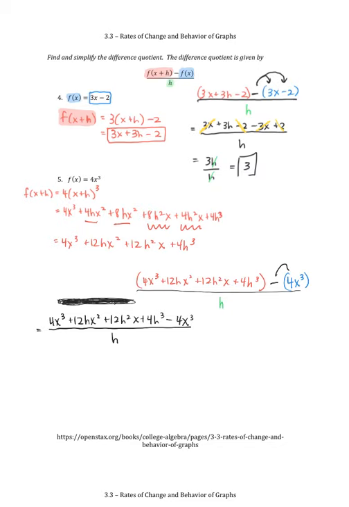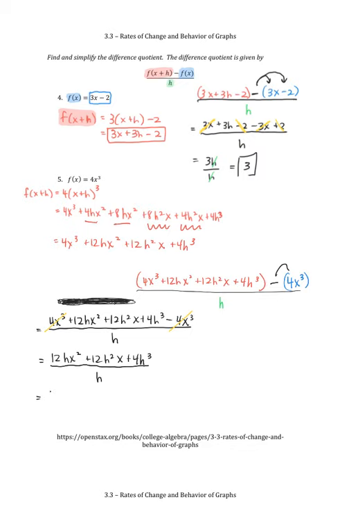And we can see that our 4x cubed and our negative 4x cubed are opposites, so those cancel. So now we have 12hx squared plus 12h squared x plus 4h cubed all over h. And look at what happens. We have an h in every single term on the top. So we can divide out an h from each term.